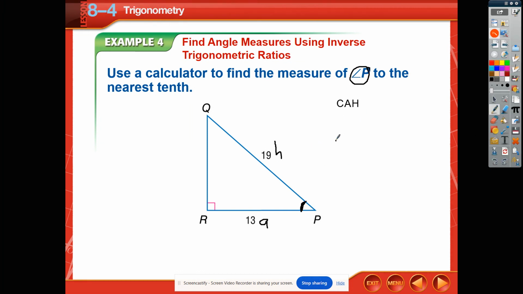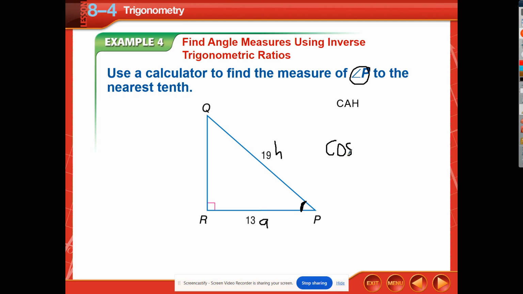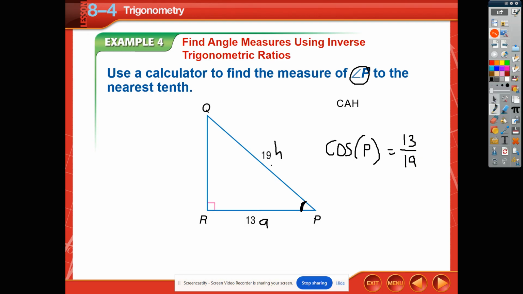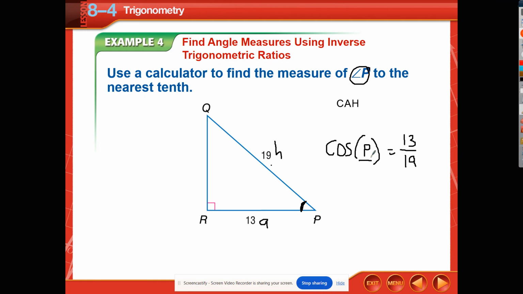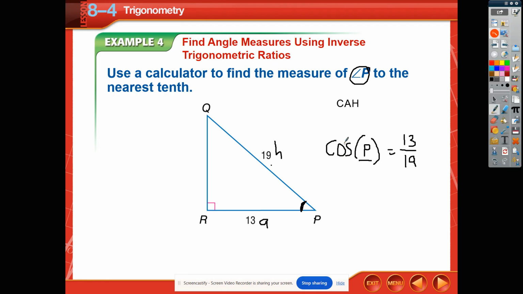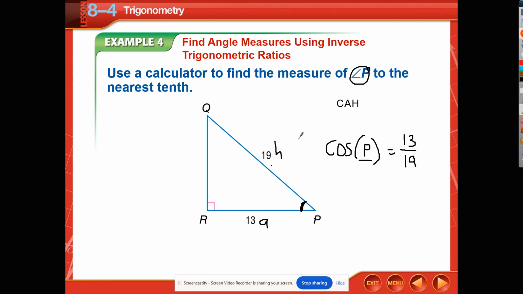So we're going to say cosine of my angle, which I don't know, but I know it's P. It's the name of the angle. It has to be the adjacent over the hypotenuse, so it has to be 13 over 19. And until now, we don't have a way to find P if you have cosine in front. So what we're going to do is use the inverse trig ratio to get rid of the cosine. If you look on your calculator, you have a little cosine and it says -1 on it.